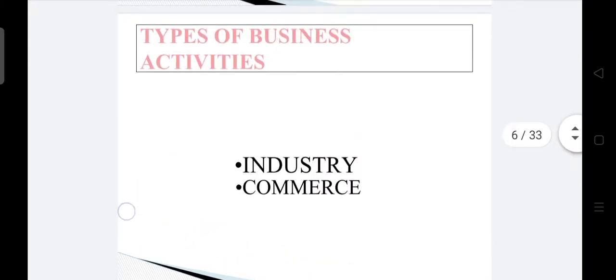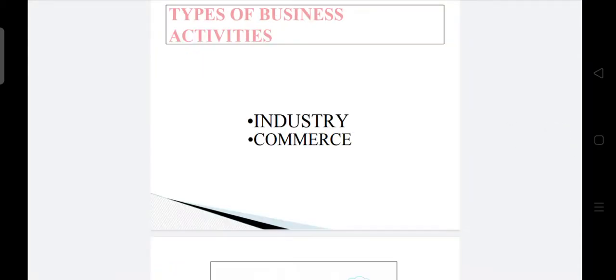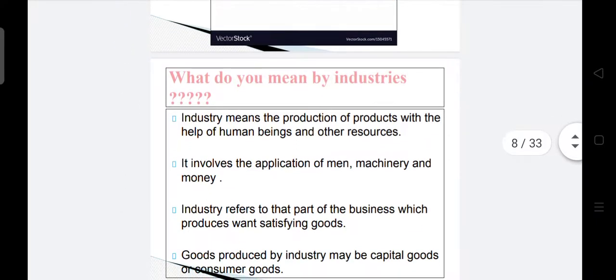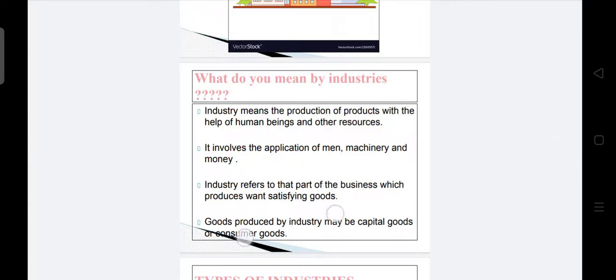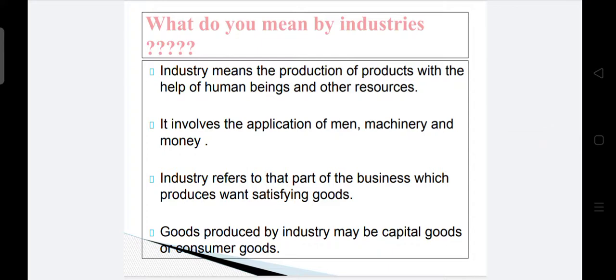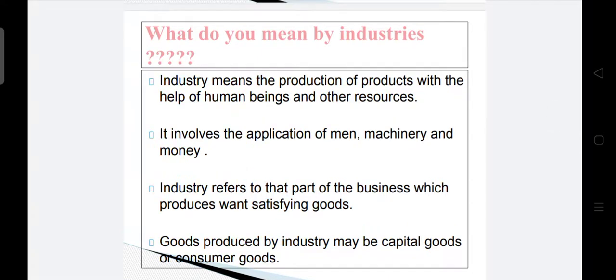Now we have two types of business activities, which are industry and commerce. So what do you mean by industries? What is an industry? Industry means the production of products with the help of human beings and other resources. Industry means an economic activity which processes raw materials and manufactures goods in factories. So that is the meaning of industry.